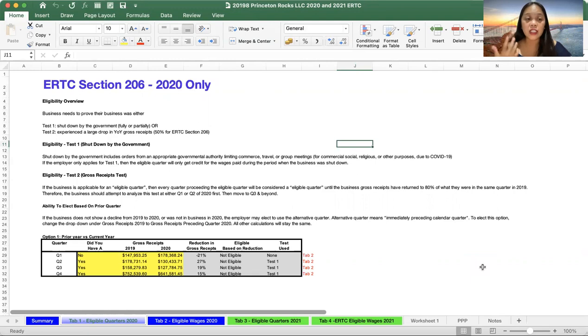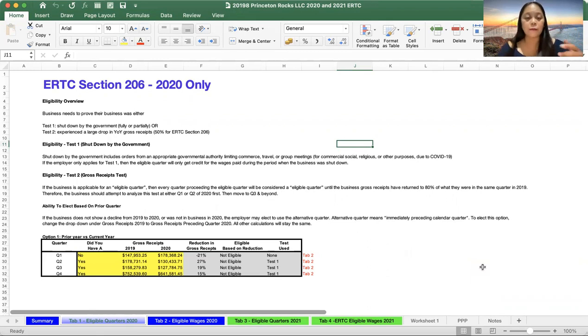Unlike the shutdown eligibility test, which only allows the company to be eligible for that specific quarter and not for the next and succeeding quarters, that makes test one and test two different. Now, in the absence of the gross receipts, which companies oftentimes fail to provide, they automatically fall under the shutdown eligibility test.